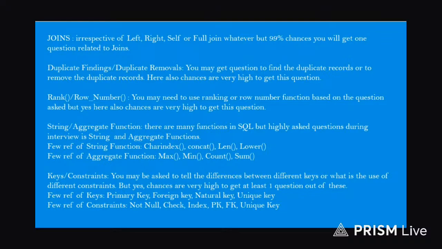Now the fifth one is keys or constraints. You may be asked to tell the differences between different keys or what is the use of different constraints. But yes, chances are very high to get at least one question out of this. A few references of keys are primary key, foreign key, natural key, unique key. A few references of constraints are not null, check, index, PK, FK, and unique key.